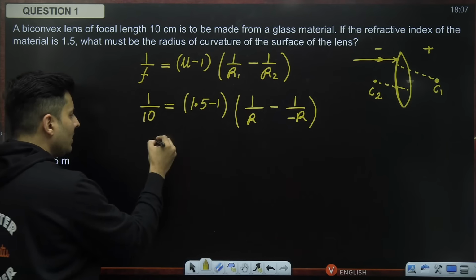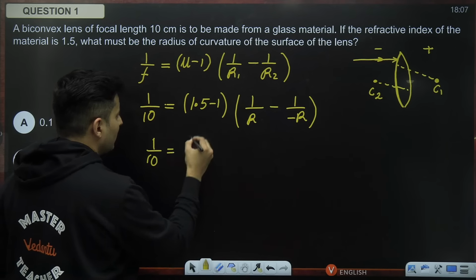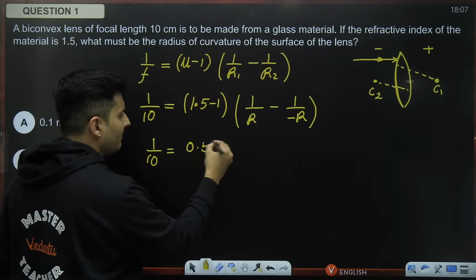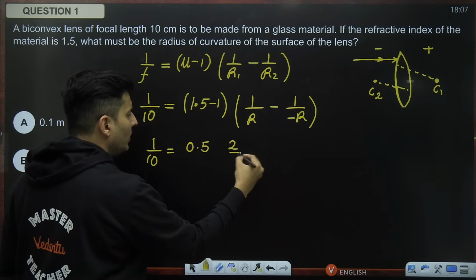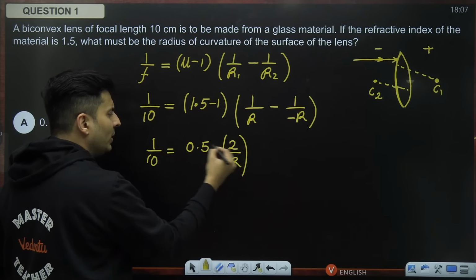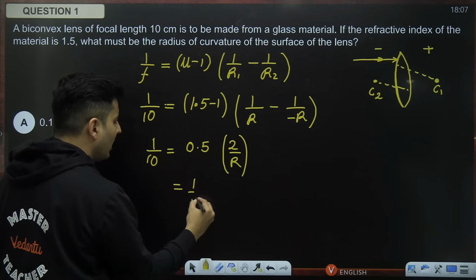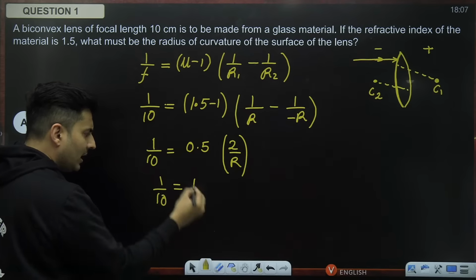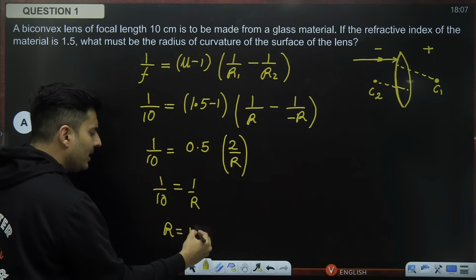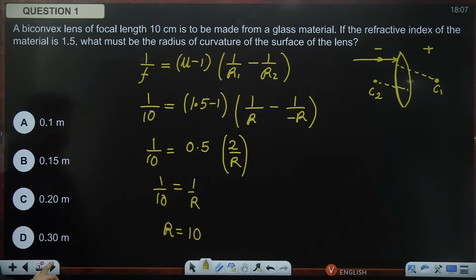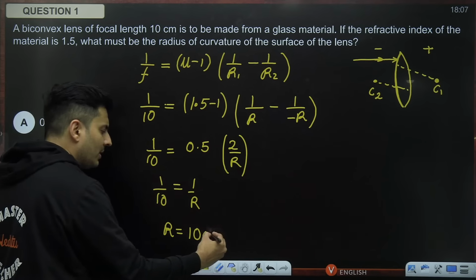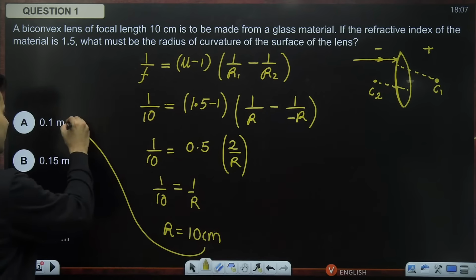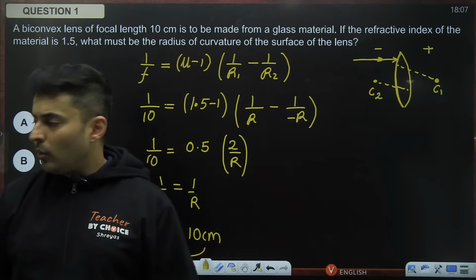Then 1 by 10 will be equal to 1.5 minus 1, which is 0.5, times minus minus, which will become plus, so it will become 2 divided by R. Now 2 into 0.5 is 1. So 1 by R is 1 by 10. Taking the reciprocals, R will be 10 centimeters. So 10 centimeters, which is 0.1 meter, is the right answer. Remember, this 10 was in centimeters. If you convert it into meters, it will be 0.1 of a meter.